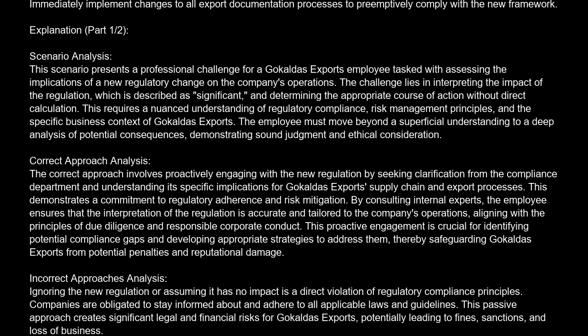The correct answer is D. Immediately implement changes to all export documentation processes to preemptively comply with the new framework. Explanation. Scenario analysis. This scenario presents a professional challenge for a Gokaldas Exports employee tasked with assessing the implications of a new regulatory change on the company's operations.